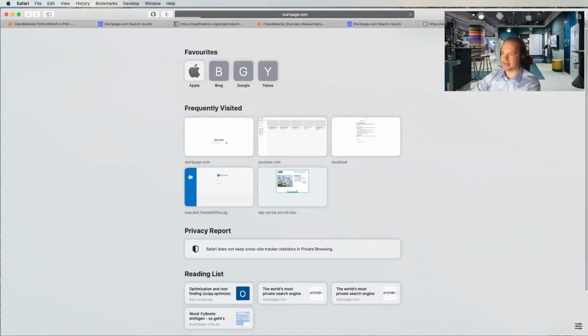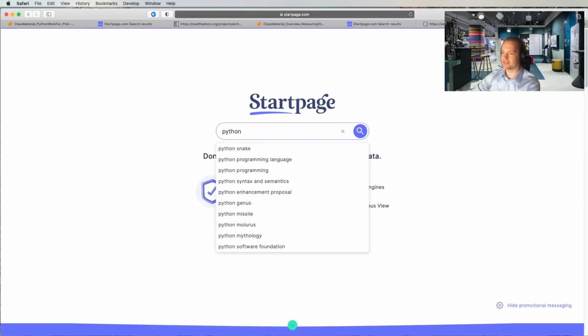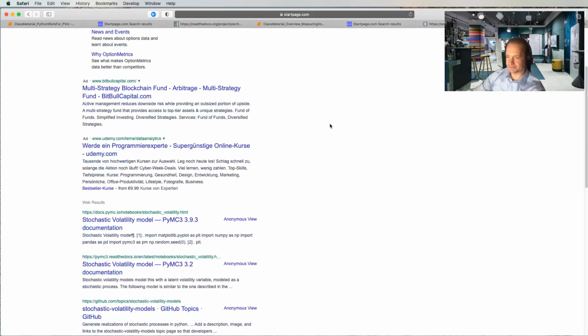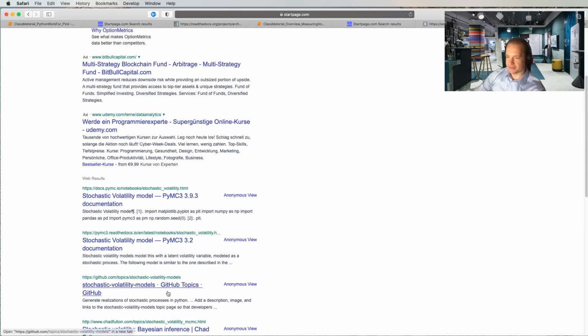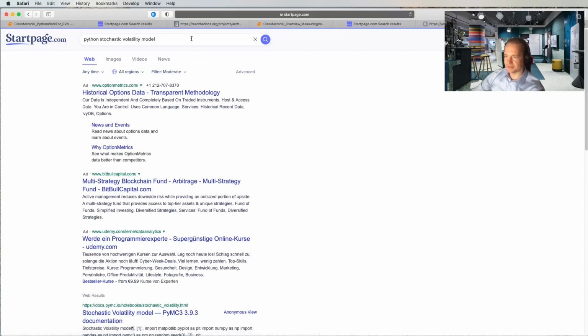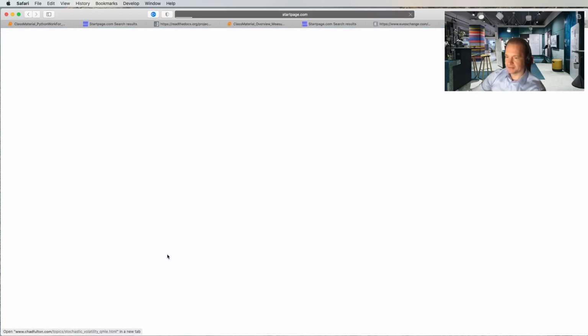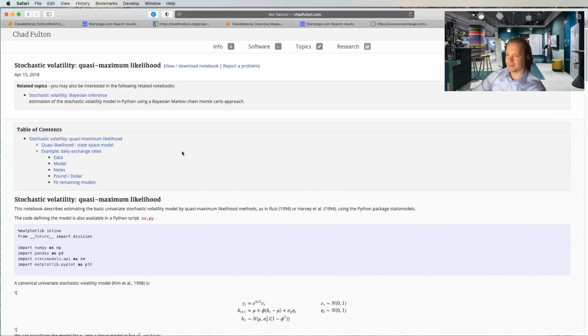Now, what I did, I just was excited. So I just Googled, Python Stochastic Volatility Model. I wanted to see whether I can use a package. Because for the first half of the course, I didn't want to use extra coding. Okay, you see, and then I found something. Stochastic Volatility Model, Python, Harvey transform. That's the estimation approach I cared about. Here, you see, and I found a page of someone who in 2018 made a package.